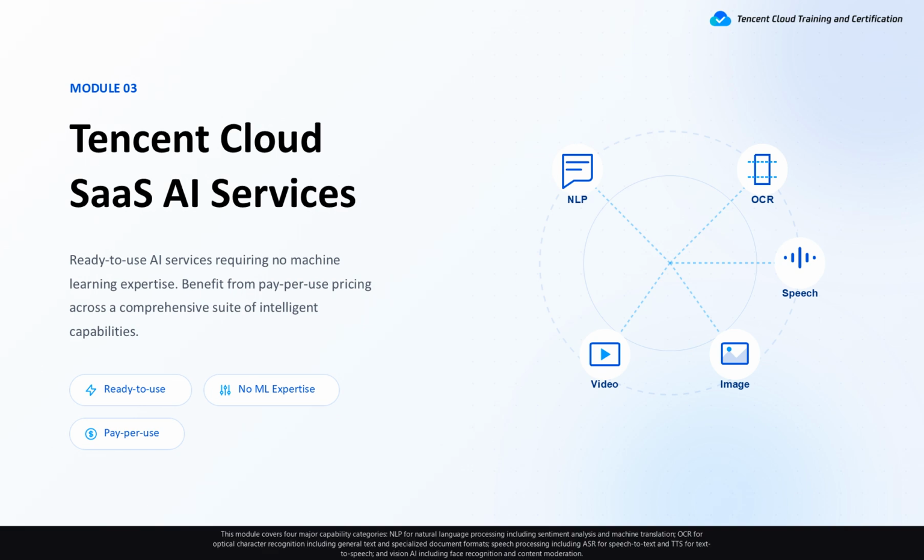This module covers 4 major capability categories: NLP for natural language processing, including sentiment analysis and machine translation; OCR for optical character recognition, including general text and specialized document formats; speech processing, including ASR for speech-to-text and TTS for text-to-speech; and Vision AI, including face recognition and content moderation. Each service area has direct, real-world business case applications.